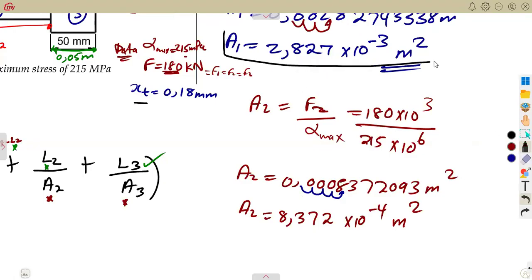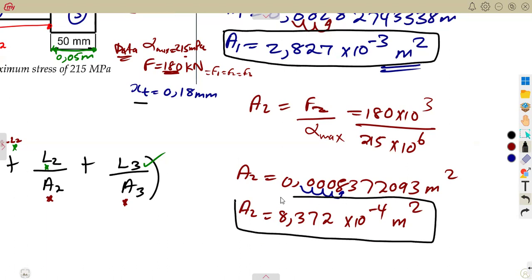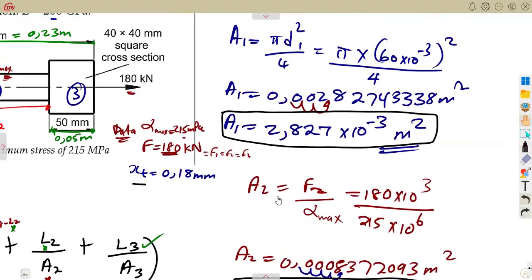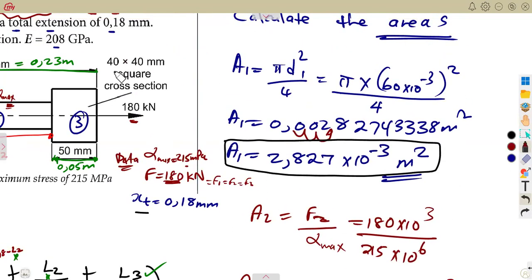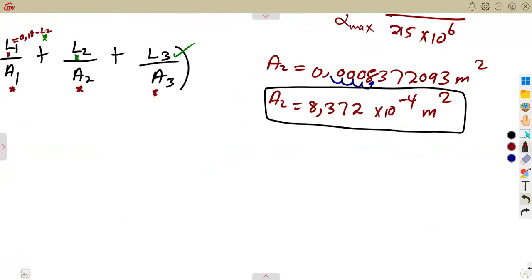So you calculate each and every area. Area at 1 is there. Area for the second part is there. You need the area of the last section, area at 3. The last section, there's something that you are given. They gave us that it's a 40 by 40 millimeter square cross section. It's a square. So the area is the area of a square. In millimeters, convert to meters, divide by 1,000, 0,04 meters times 0,04 meters. It's a square. So you use the area of a square.